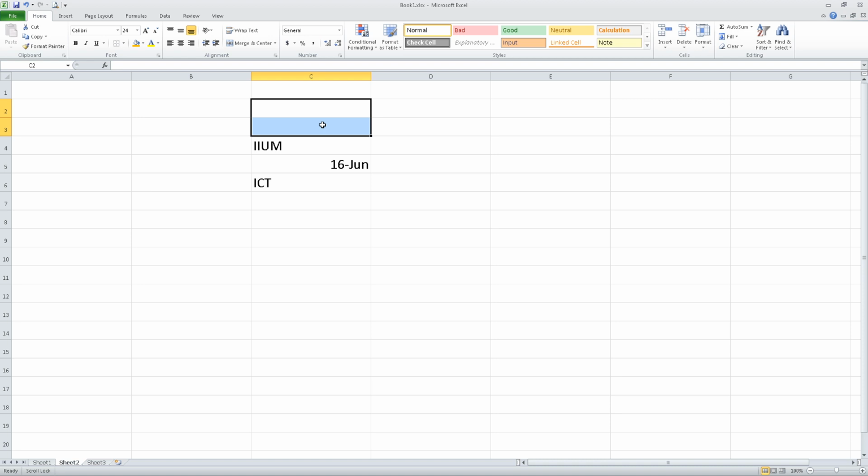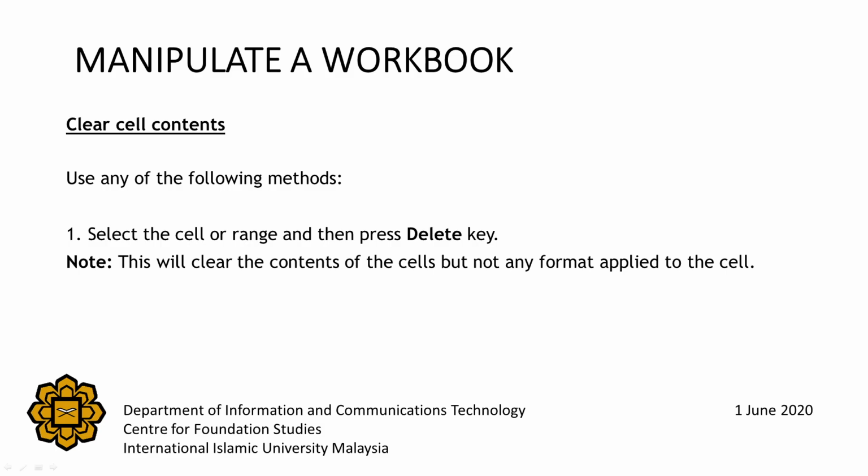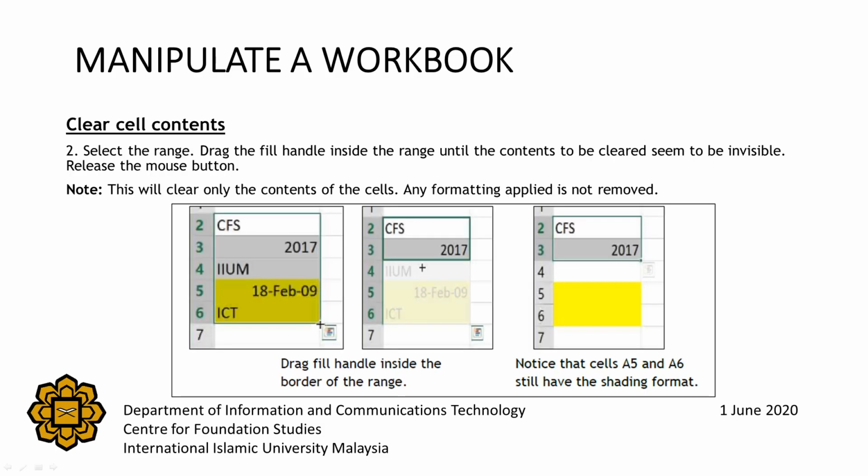The next slide is that we can also clear content by selecting the range. You drag the fill handle inside the range until the contents to be cleared seem to be invisible, and then you release the mouse button. You also need to remember this will clear only the contents of the cell. Any formatting applied is not removed, meaning it still remains inside the cell.